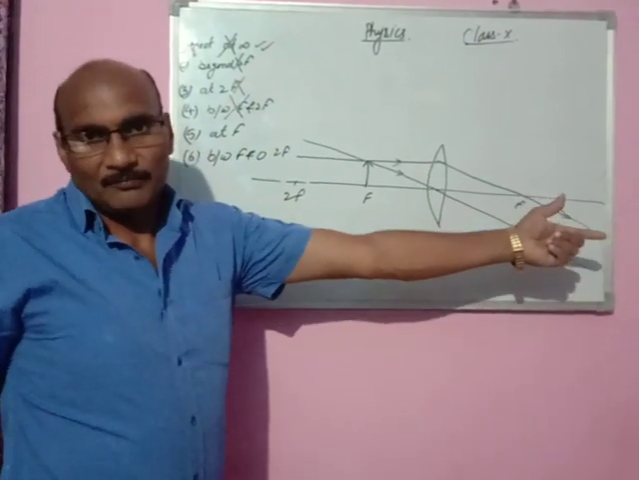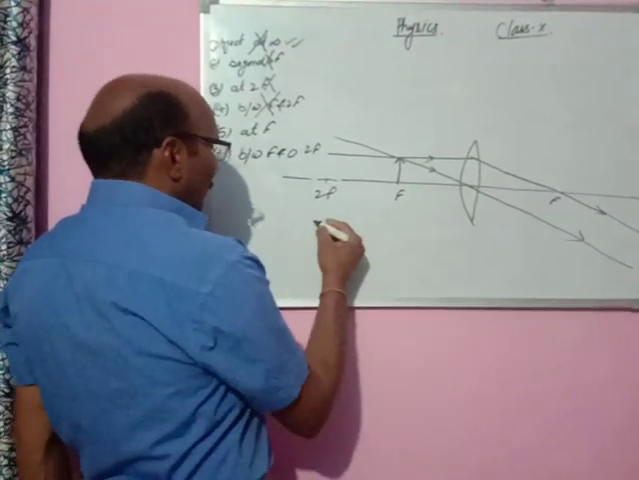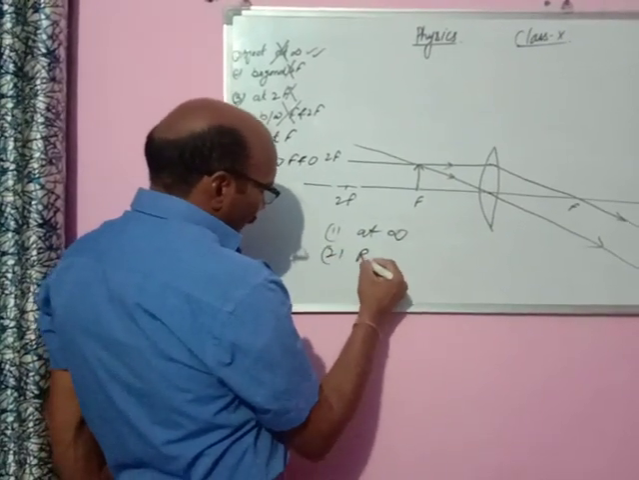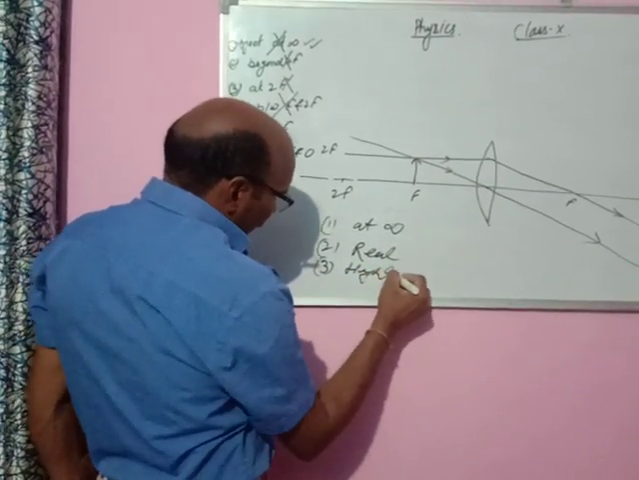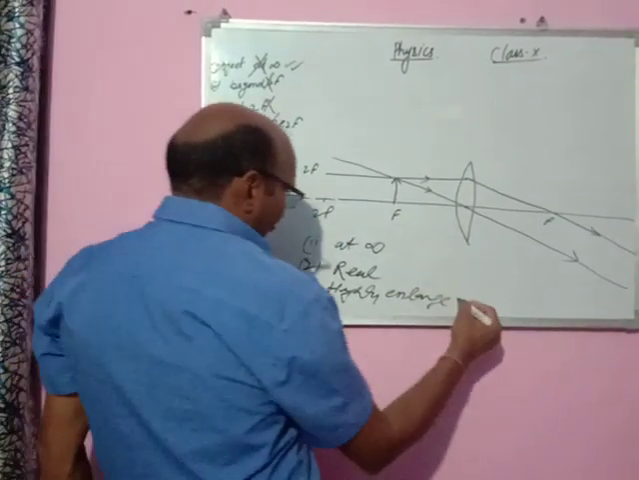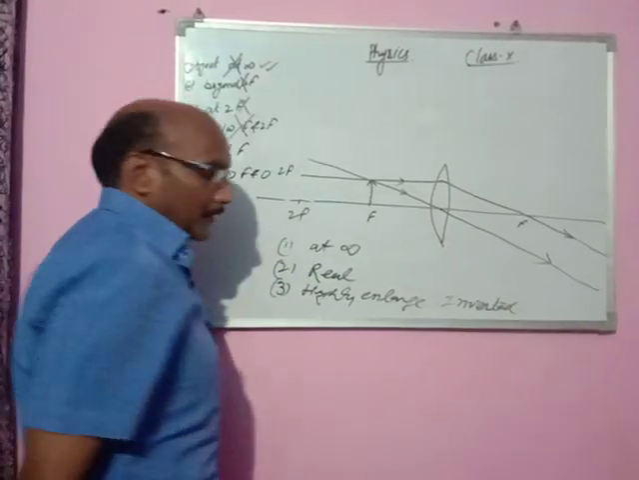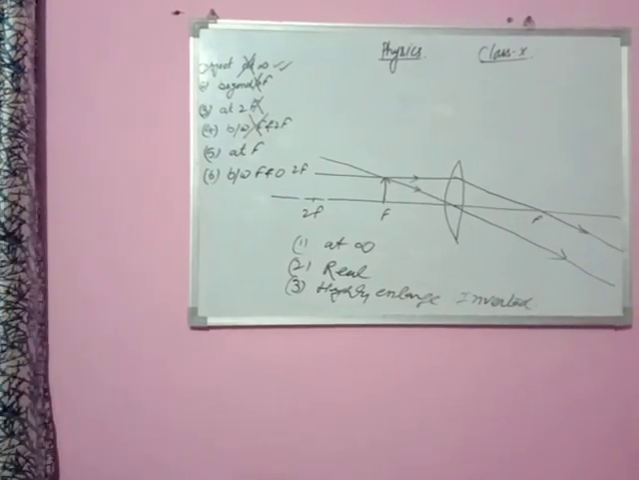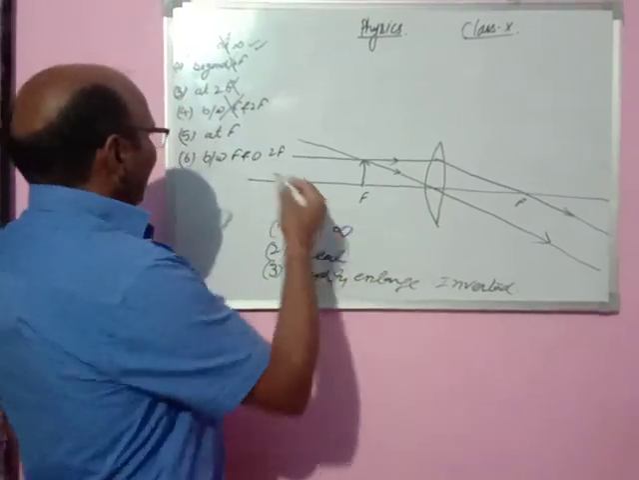meet at infinite. So characteristics of image, number 1, image will be at infinite, the sign of infinite. Number 2, real. Number 3, highly enlarged and inverted. This is formation of image. So it was the image when the object was kept at F.